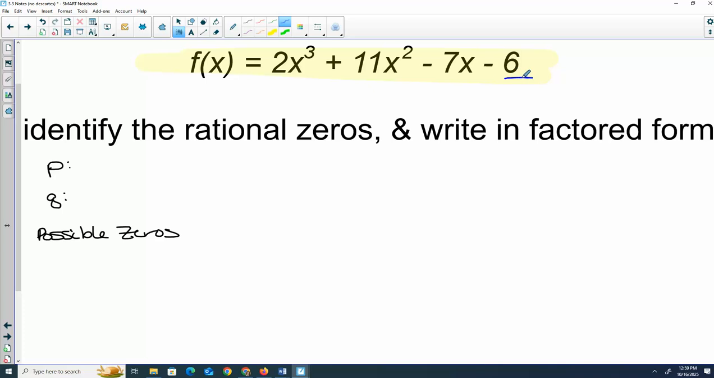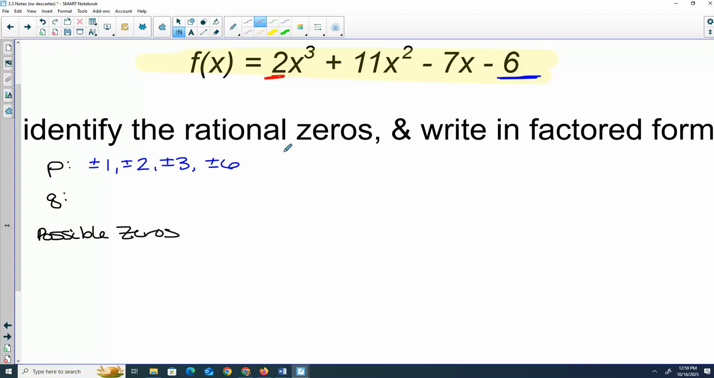P is everything that evenly divides this constant. So every number that divides 6, you could do 1 and 6, 2 and 3, right? And won't positive and negatives always work? Okay. It's kind of annoying, but you have to write positive and negative on all of these. You can put them in any order. But those are all the numbers that could divide negative 6 without leaving me a remainder.